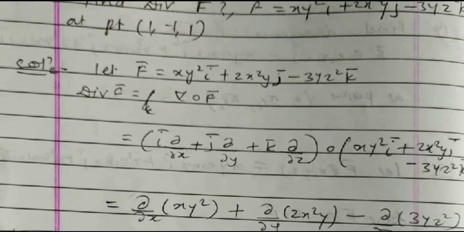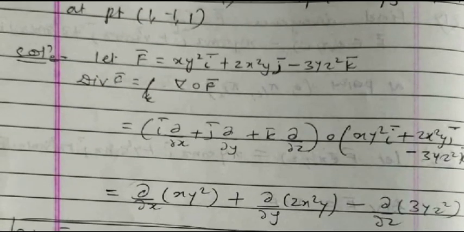Take another example. Divergence means simply you take the dot product of del with the vector point function. Find the divergence of f bar if f bar equals x y² i plus 2x² y j minus 3y z² k at the point (1, -1, 1).